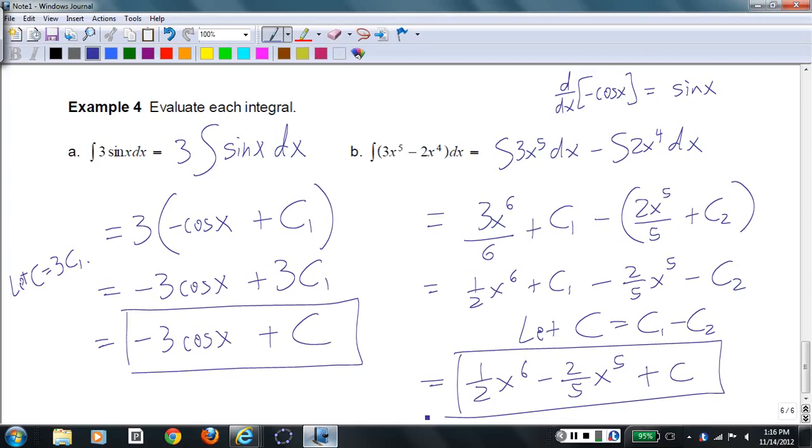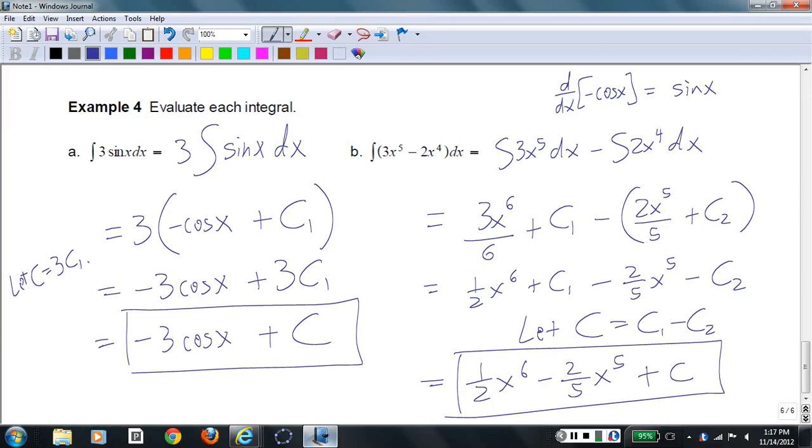So when we boil this down, we just need any old expression that we can take the derivative of and get 3x to the 5th minus 2x to the 4th. Anything will work. If we take the derivative of 1/2 x to the 6th, we get 3x to the 5th. If we take the derivative of negative 2/5 x to the 5th, we get negative 2x to the 4th. So if we take the derivative of 1/2 x to the 6th minus 2/5 x to the 5th, we get the integrand that we want. Tack on any constant of integration, and we're good.